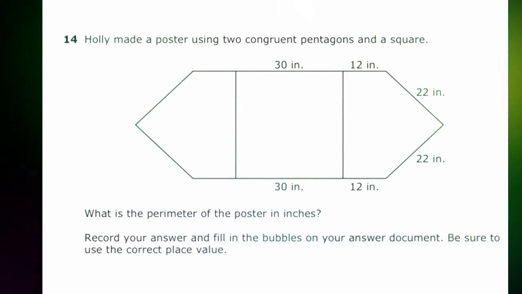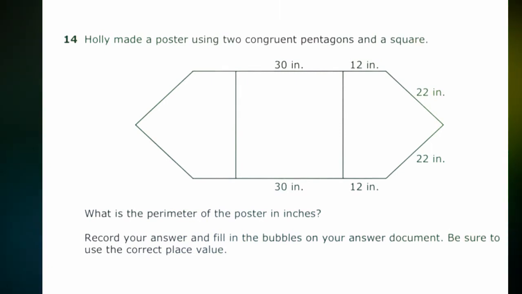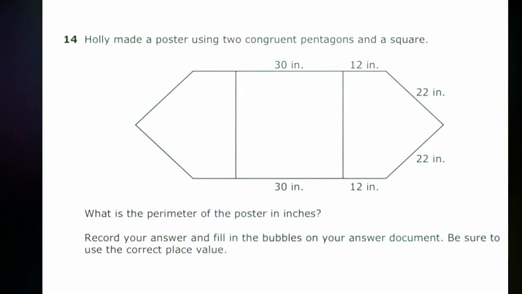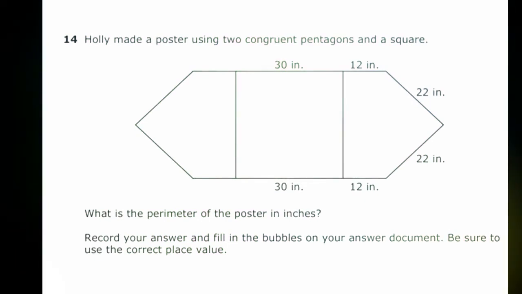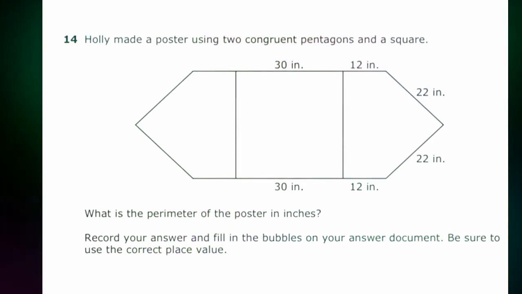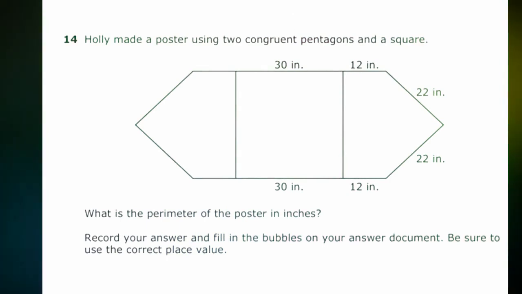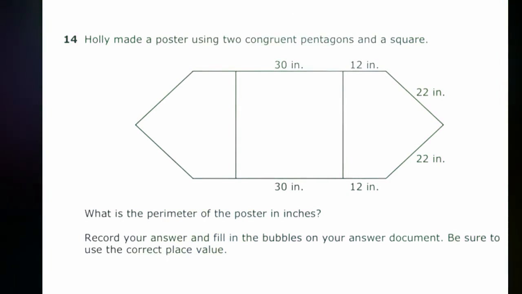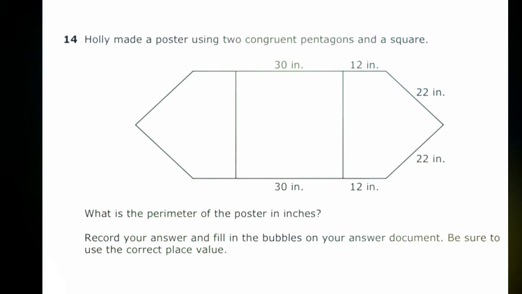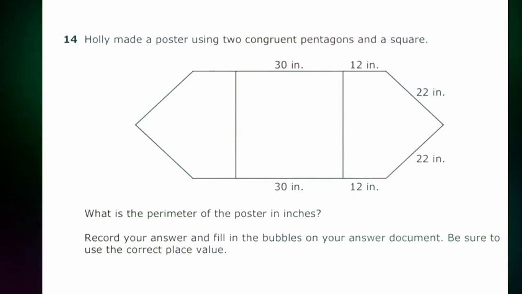Now this next one was also a STAAR test question, and it reads, Holly made a poster using 2 congruent pentagons and a square. Now let's remember from our shapes discussion, congruent means the same. So they've only given you the measurements of one of the pentagons. You should write down those same measurements for the blank pentagon on the left. And then they want you to calculate what is the perimeter of the poster in inches.